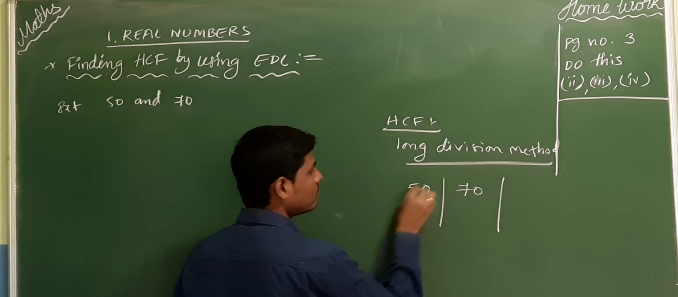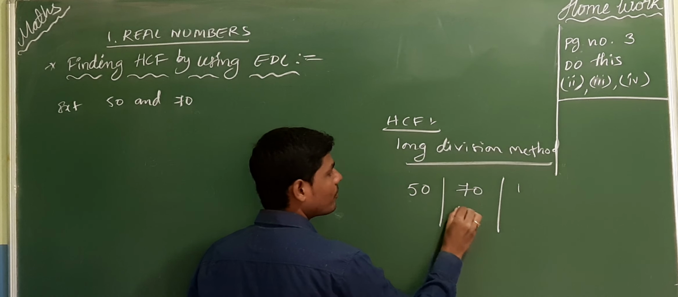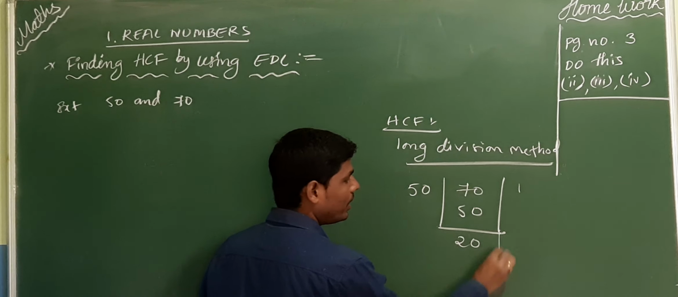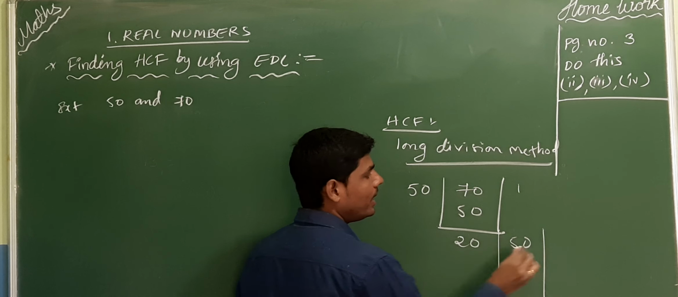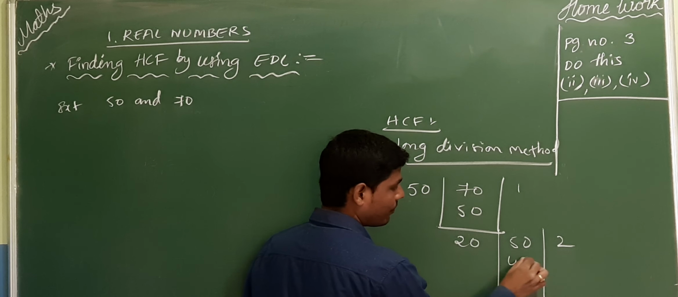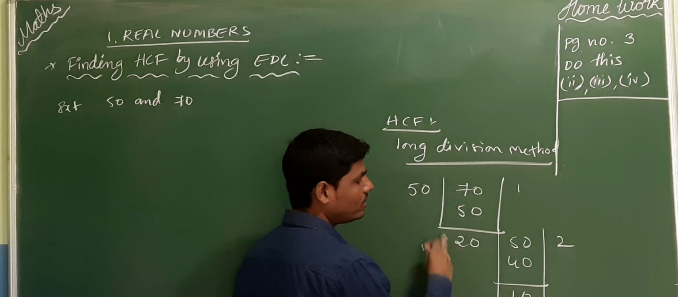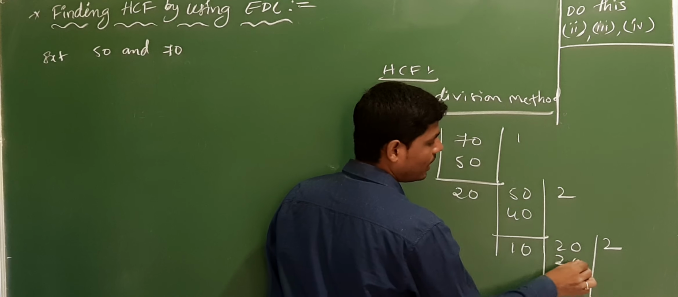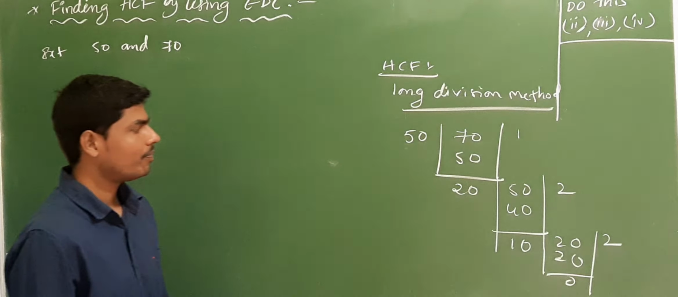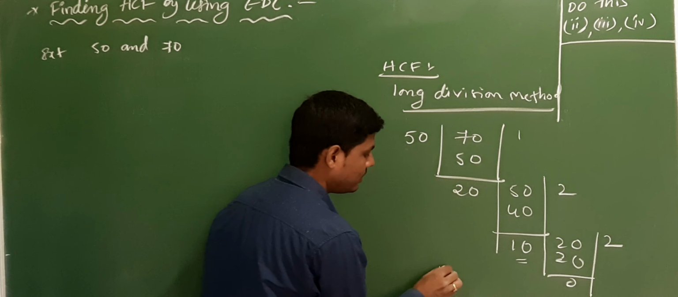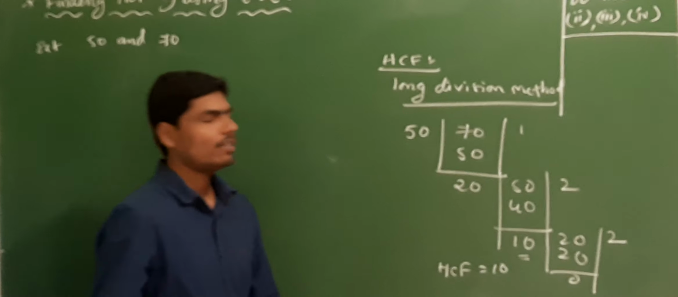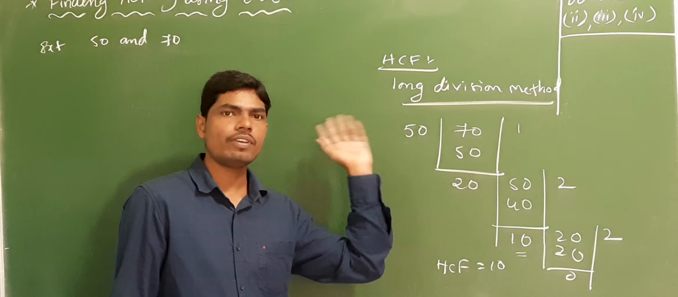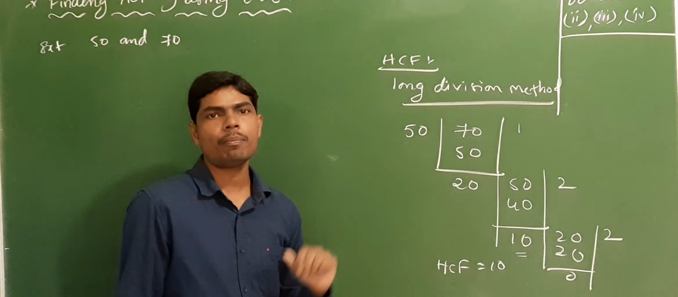Now, 50. 50 ones are 50. You got remainder 20. Next, this 50 you drop here. Next, 20 twos are 40. Remainder is 10. And this 20 you drop here. 10 twos are 20. You got remainder 0. Now, this 10 is the HCF. HCF is equal to 10. But this is the long division method, which we already did in our previous classes.